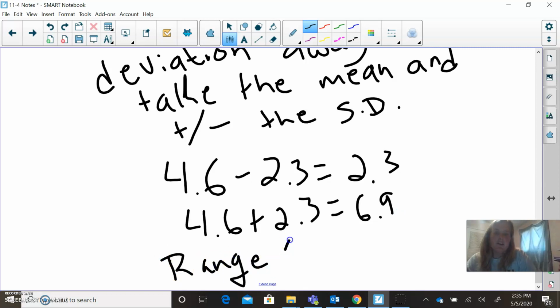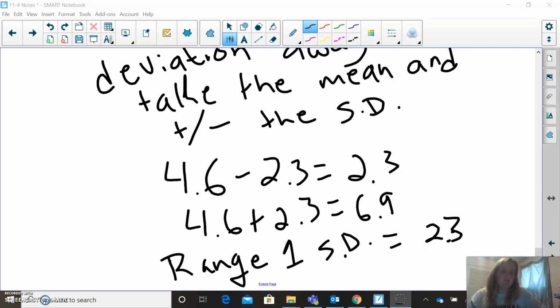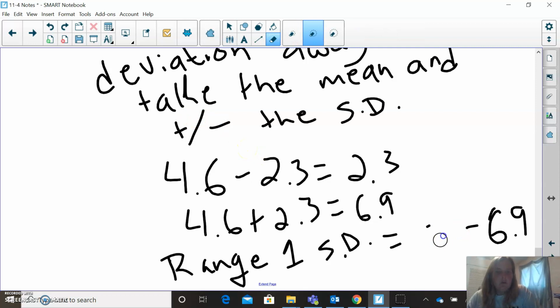So the range for 1 standard deviation is 2.3 to 6.9. You are going to have a question about range, and that's what you need to do. You need to add, and you also need to subtract the standard deviation from the mean.